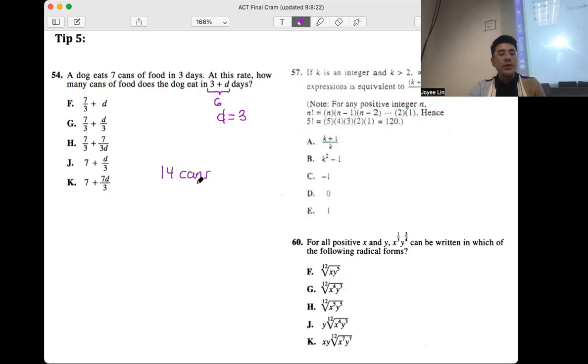So we're going to figure out which one is equal to 14 when D is equal to 3. Obviously, it's not going to be this one because it's going to be a fraction. It's not going to be this one because it's still going to be a fraction. It's not going to be this one because you get a weird fraction, right? 7 over 9. It's this one, you plug in 3. It's 3 over 3 is 1. 7 plus 1 is 8. Right? Yeah, so it's K.